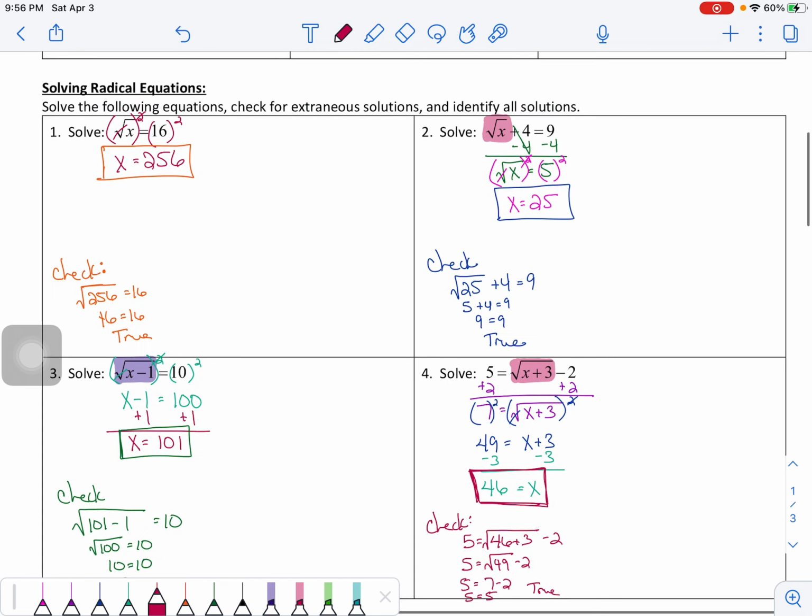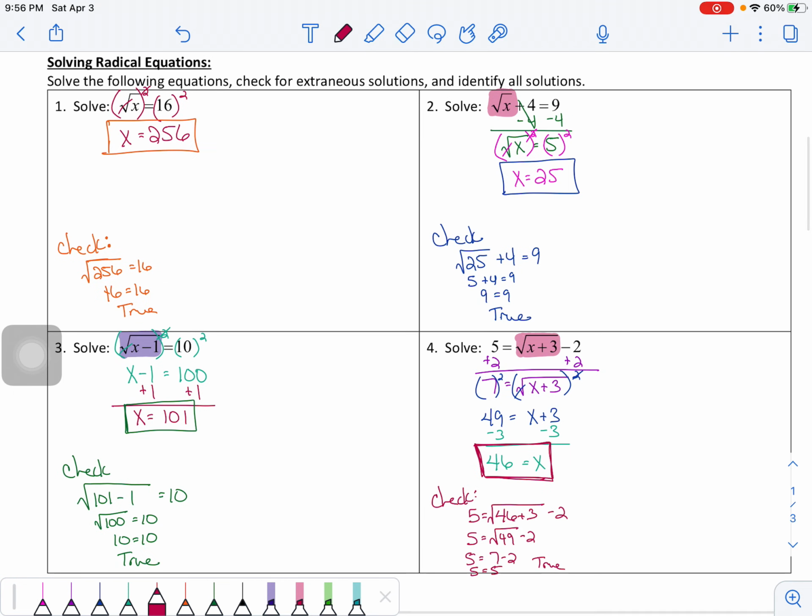All right, so that's problems 1 through 4 of solving some radical equations. I'll put up a second video that goes through problems 5 through 8. If you have any questions or concerns about these problems, please let me know. I hope this makes some sense in terms of solving, and you must make sure that you check for extraneous solutions.